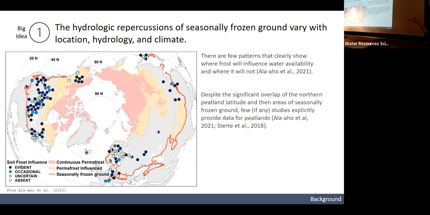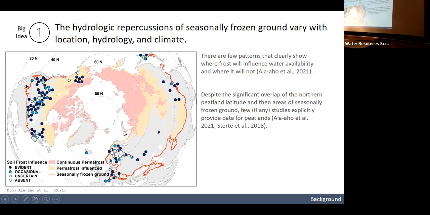The other thing that was kind of unique about this is that of the 300 studies that they looked at, very few of them happened in peatlands, which is mostly a little bit strange because there is such a significant overlap between the region where seasonally frozen ground or soil frost occurs and where the northern band of peatlands occur. So you can see that red line, that southern border of the seasonally frozen ground. That mass of dots right there on the end is also where a lot of peatlands tend to occur.